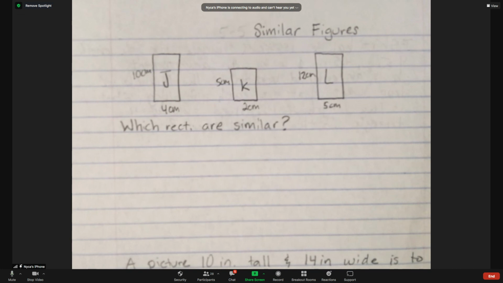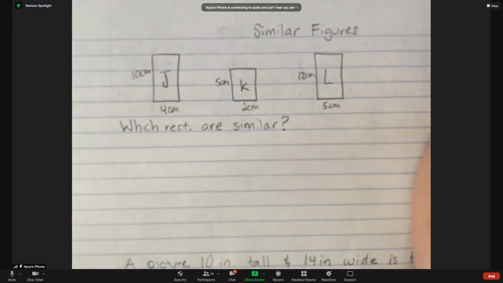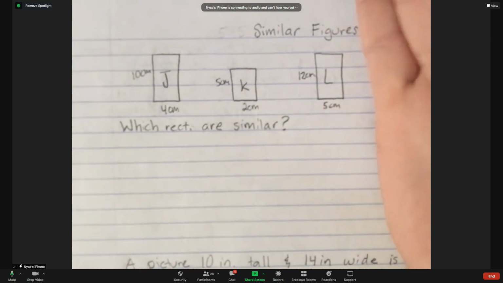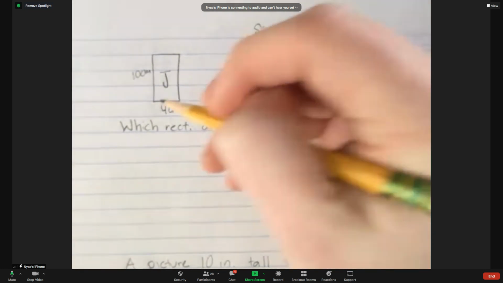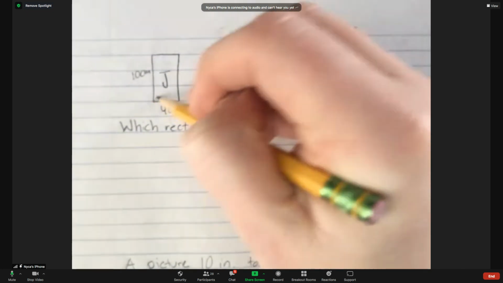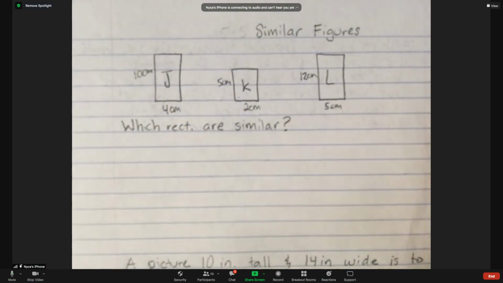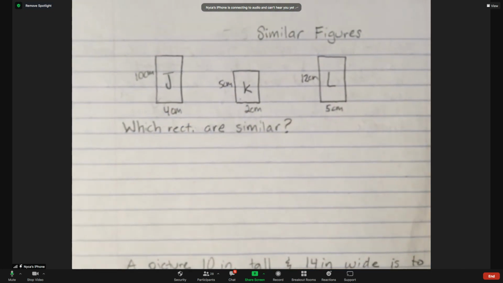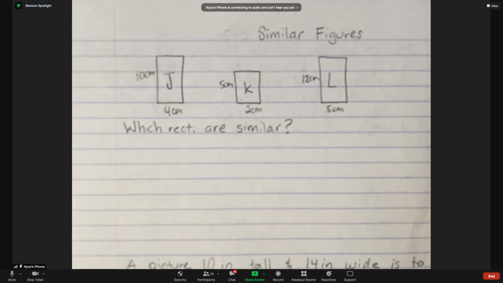All right, so when looking at similar figures, there's a couple things that you want to look at to identify if they are similar. To be a similar figure, it must have the same relative shape. And in the end, you'll realize it is the same shape. The corresponding angles must be equal. Okay, must be what's called congruent.